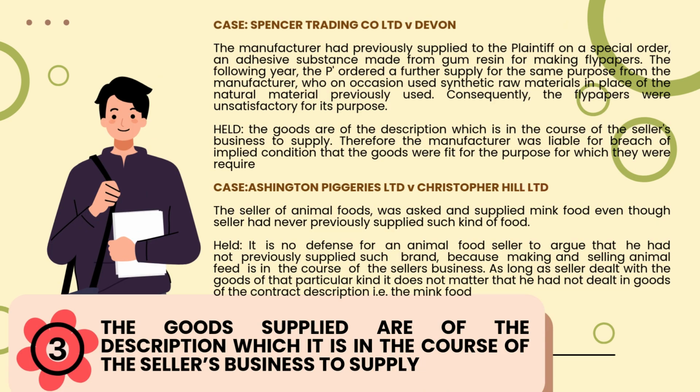Next, there is a condition that the goods supplied are of the description which it is in the course of the seller's business to supply. This means the seller is in that kind of trade or business. We may refer to the case of Ashington Piggeries Limited v Christopher Hill Limited. A seller of animal foods was asked for and supplied mink food even though the seller had never previously supplied such kind of food. The court held that it is no defense for an animal food seller to argue that he had not previously supplied such a brand, because making and selling animal feed is in the course of the seller's business. As long as the seller dealt with goods of that particular kind, it does not matter that he had not dealt in goods of the contract description, that is, the mink food.